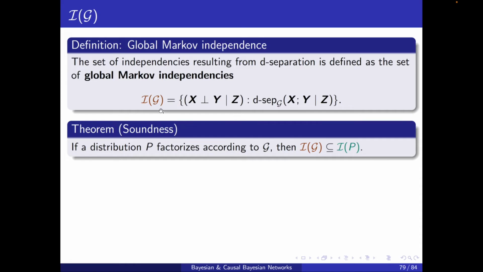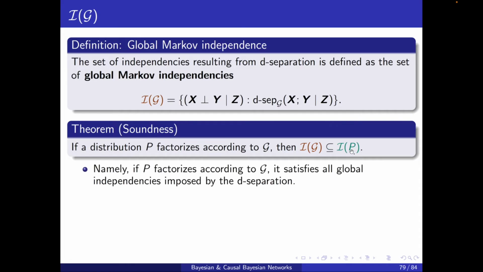Now, linking IG to IP. Theorem: if a distribution P factorizes according to G, like G is an I-map, then IG is a subset of IP. What does it mean? It means that all of these D-separation independencies that we can conclude from the graph are definitely included in IP. We don't need to check any of that. We don't need to write down the factorization or check and see if we can prove it.